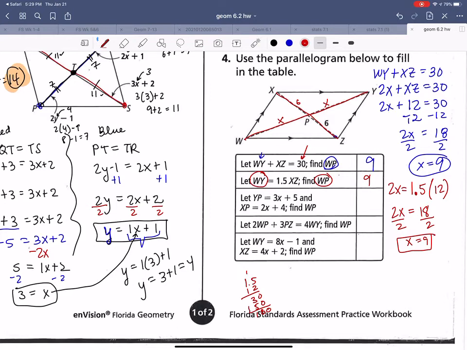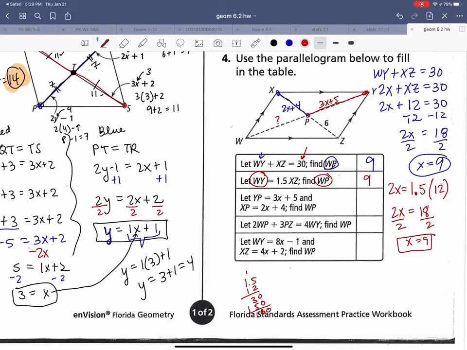Now, let YP be 3X plus 5. And XP be 2X plus 4. Find WP. So I can't use X because I'm already, so find that. Okay.